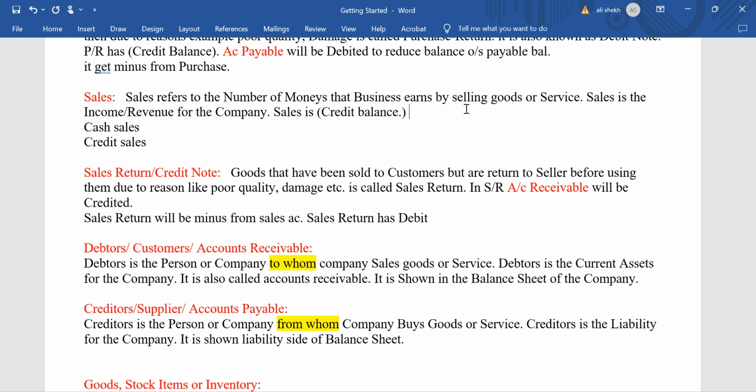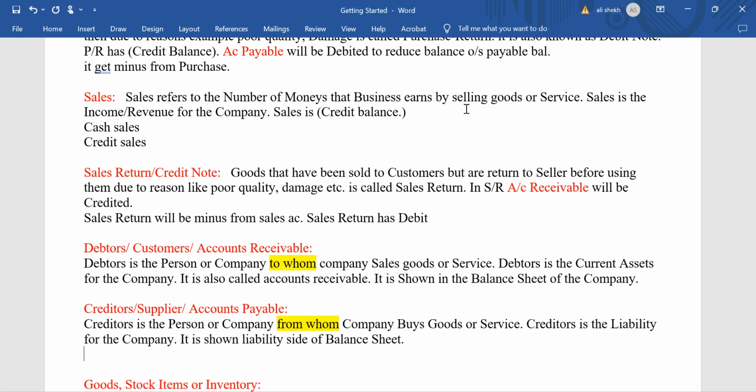Okay, next is sales return. Goods that have been sold to the customer but are returned to the seller before using them, due to some reason like poor quality, damage, etc., is called sales return. Sales return will be deducted from the sales account. Sales return has a debit balance.